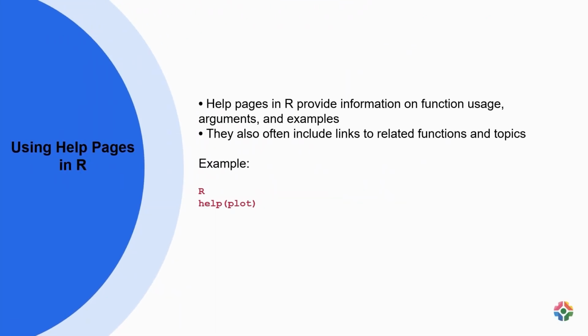In R, help pages serve as a valuable resource to access comprehensive information about functions, such as usage, arguments, and examples. These pages can be accessed using the help function, followed by the function name within parentheses. For instance, typing help plot provides detailed guidance on the plot function, including how to use it, what arguments it accepts, and examples demonstrating its usage. Moreover, help pages often contain links to related functions and topics, enabling users to explore additional relevant information easily.